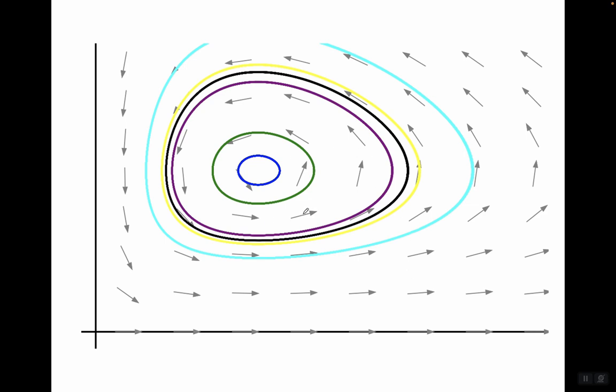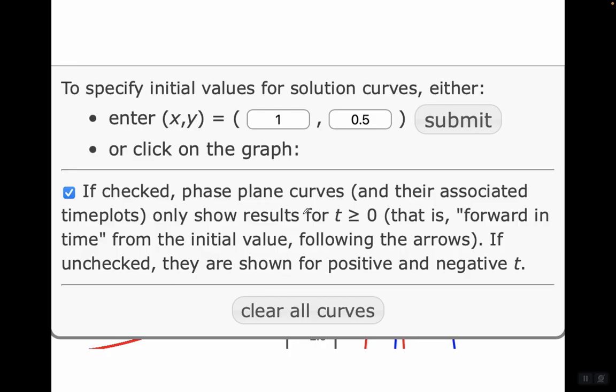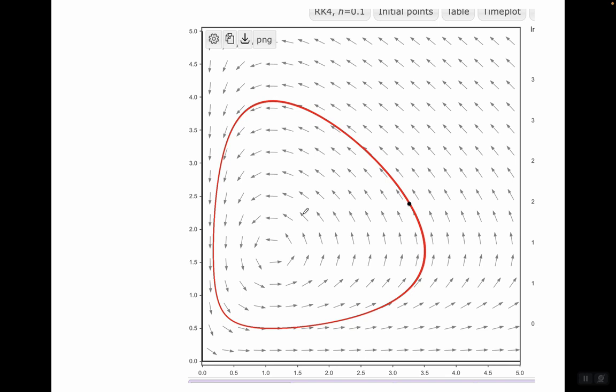We get different solutions depending on the starting values. So we want to specify these as our starting values. R equals 1 and F equals 0.5. And again, that doesn't mean we start with 1 rabbit and half a fox. I mean, these are measured in hundreds or thousands or whatever. Clear all curves, click submit, and this is what we end up with.